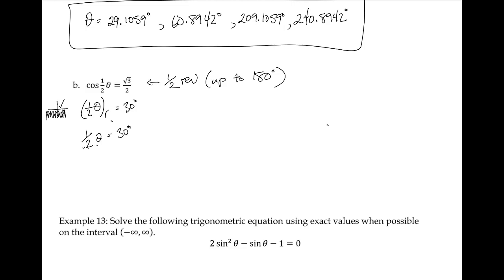To get rid of this, or to move it onto the other side, I could either multiply by 2 or divide by half, whichever makes more sense to you. And my final result is that I'm going to end up with 60 as my only solution. So that's an unusual situation where we actually have fewer solutions than we usually would.